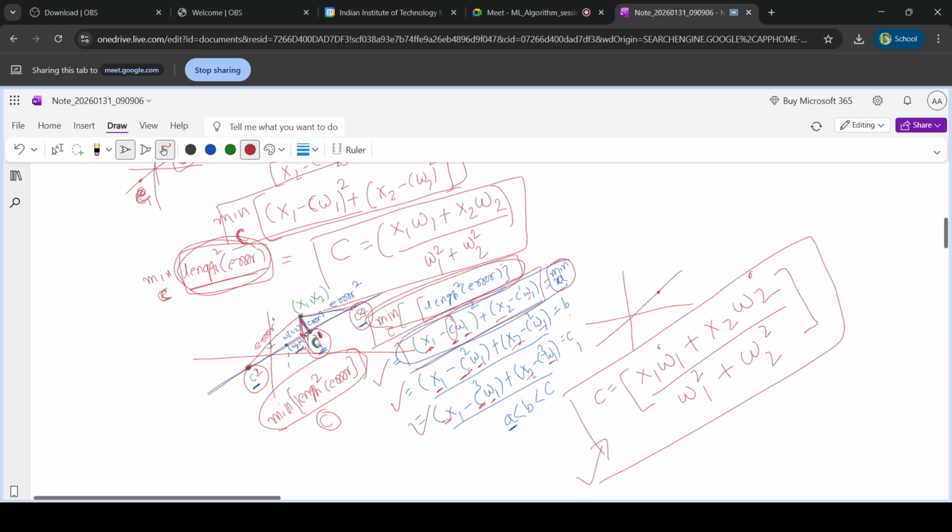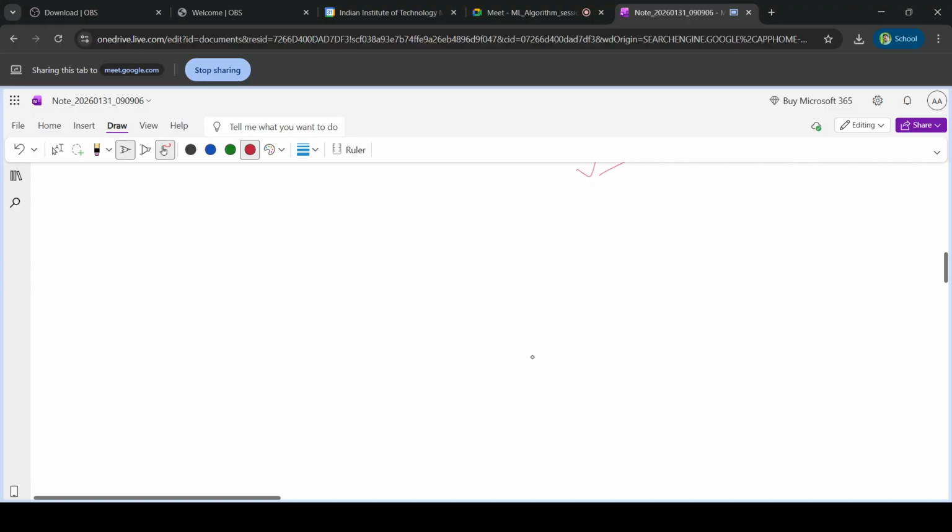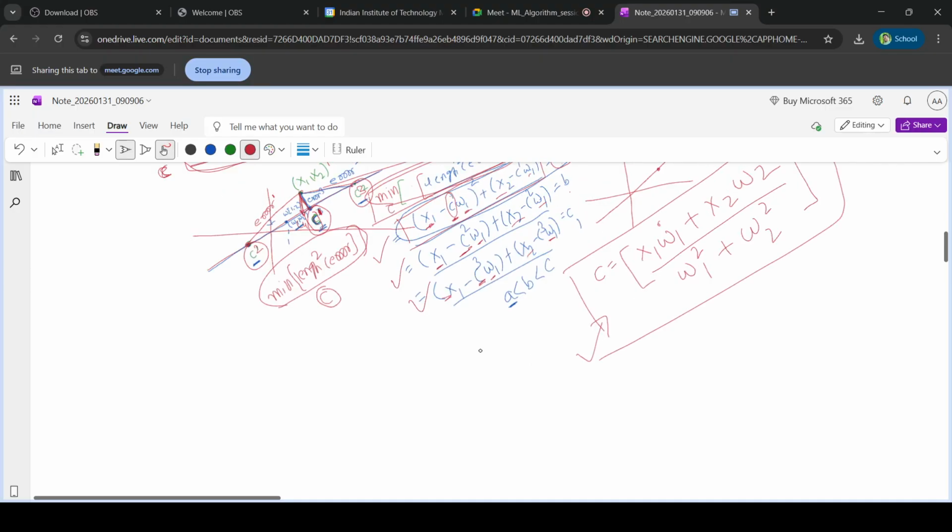So let me draw this here in the graph. Yes. But we are not yet at the PCA. We are just on the path, going towards PCA. The PCA algorithm has not started, but this is the idea we are going towards.